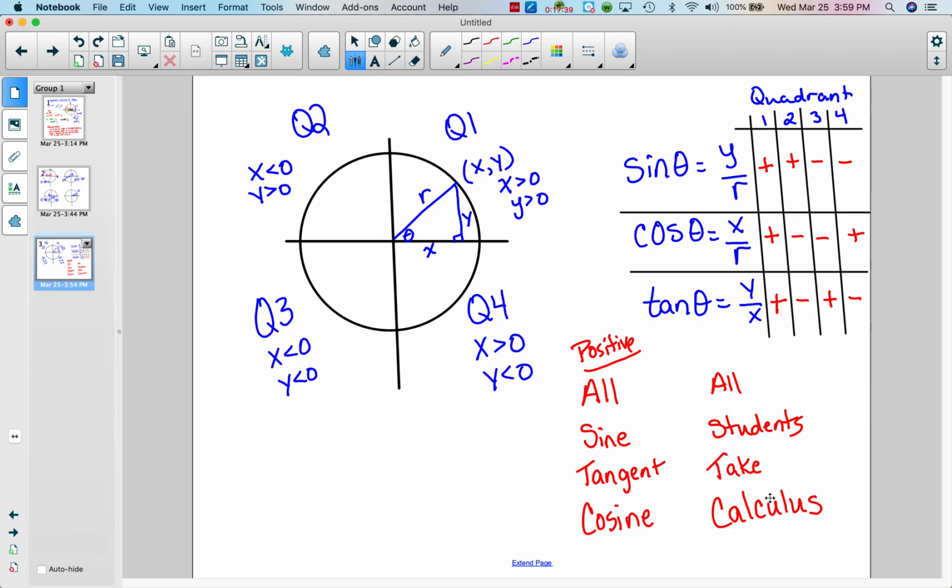Okay, all students take calculus, but that works better than, it wouldn't work if you said all students take stats, because it would be wrong if you did it that way. But all students take calculus is just a way to remember where they're positive.